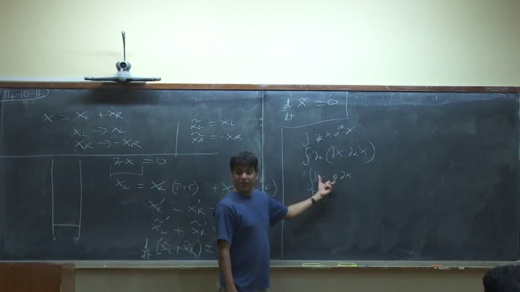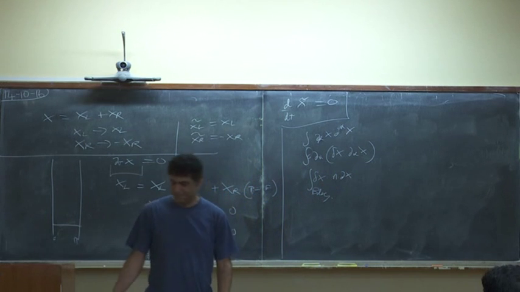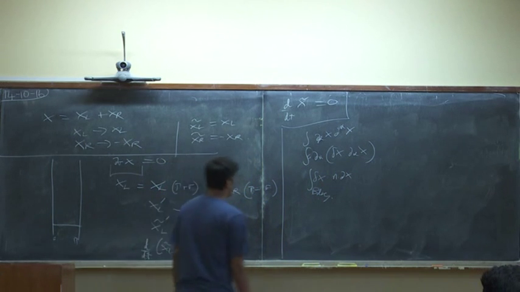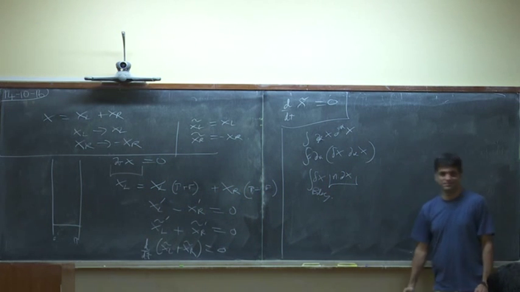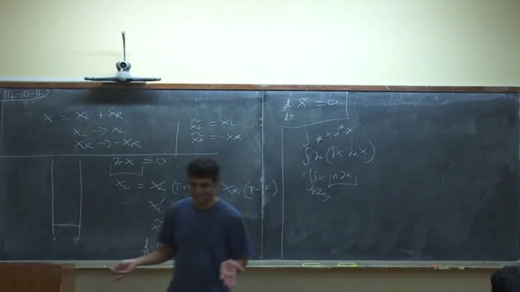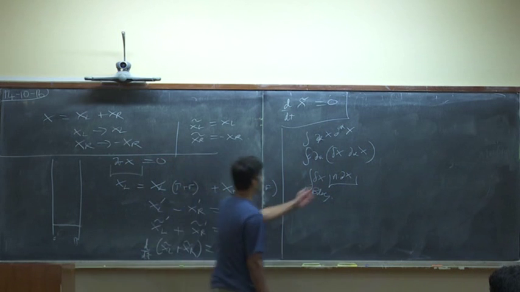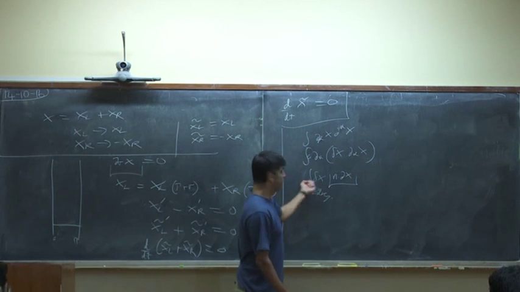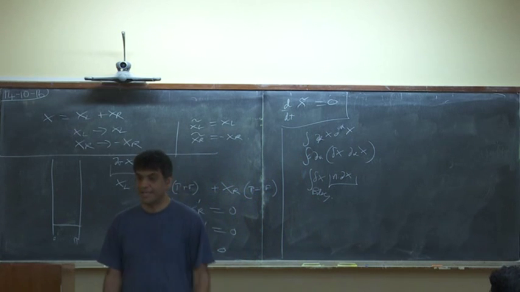So we went through this last semester, though I'm sure none of you remember. One way of doing it is demanding that this vanish. We didn't want a boundary contribution to the equation. We wanted this boundary term to vanish. So one possibility was that n dot delta x vanish. The second possibility was that delta x vanish. We chose the first possibility, n dot delta x vanish.